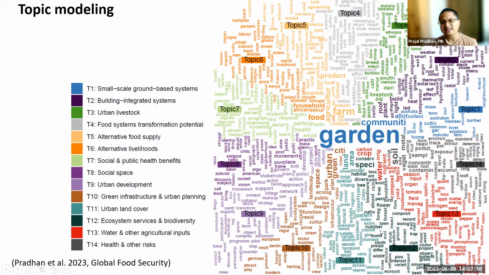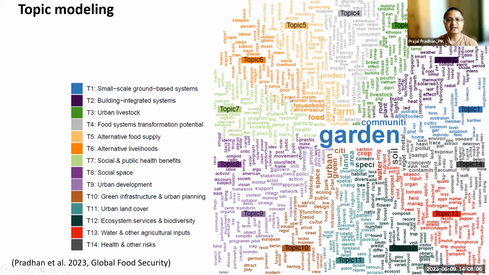These topics are represented by these words. If you look at them, the words are not so clear. They are just words, and one needs to interpret them further by reading the papers and trying to understand. For example, topic 1 is about small scale ground based systems, because there are a lot of words like community, which is about community gardens, allotment gardens, or homegrown gardens, and so on. Topic 2 is about building integrated systems, because roof is mentioned, light is mentioned, building is mentioned, vertical is mentioned, and so on. One needs to do such interpretation, and this is one example.